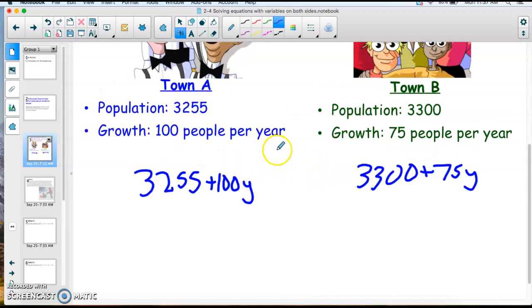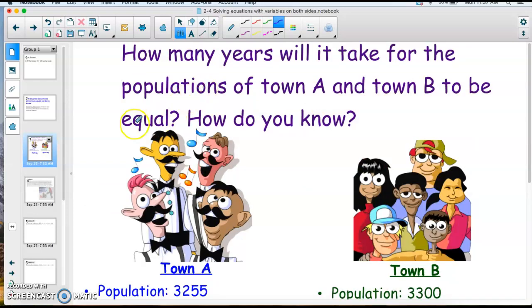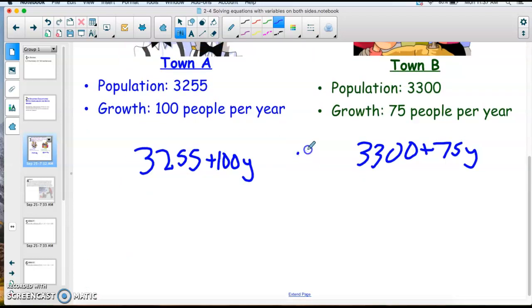Okay, and then we're trying to find out at what point are the populations going to be equal. So we can just put an equal sign right here. We're trying to find out when this is going to be the same as this. And this is what we're going to be working on today. We have the variable on both sides here, right? So what I like to do is get all the variables on one side. Now, do you move the 100y over here, or do you move the 75 over here? I'm going to move the 75 over because it's the smaller number in this case.